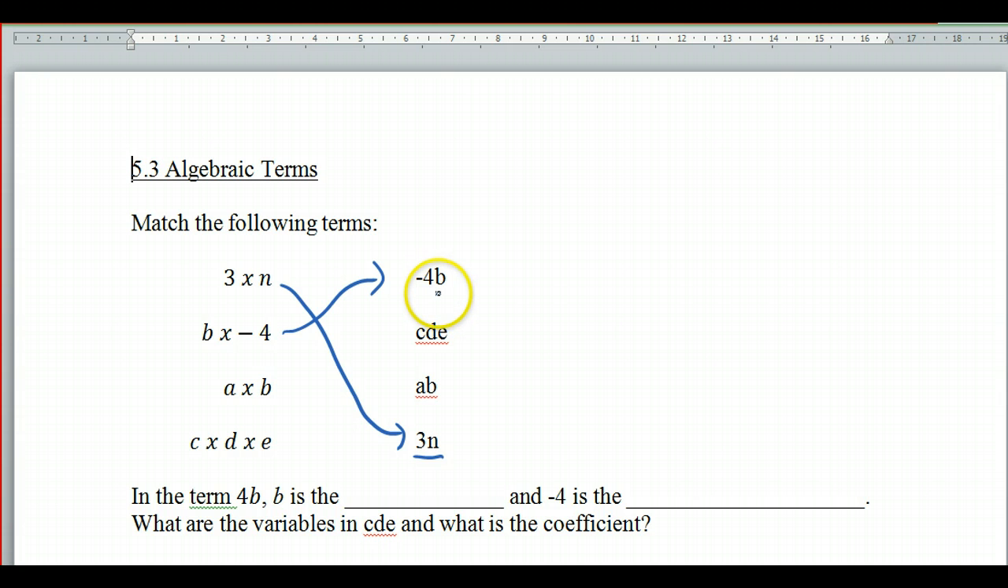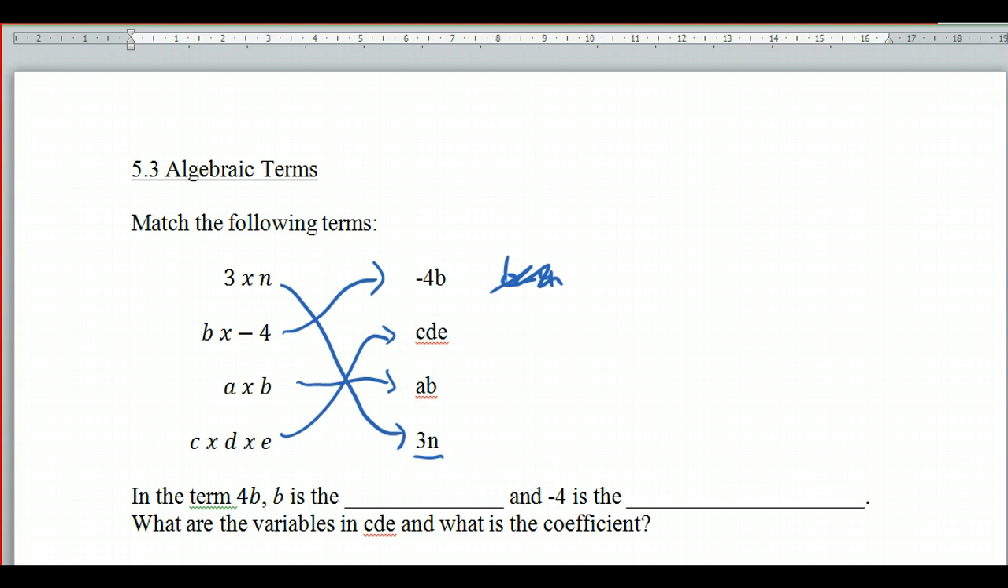And you're probably thinking, well, can I write it as b negative 4? Well, this is not a very good way of writing it because you always want the number first and then the variable. This might confuse you and you might think that this is b minus 4. So we don't write it this way. We're going to write it negative 4b. Okay? a times b, well, that's just ab. And then c times d times e, well, that's just written as cde.